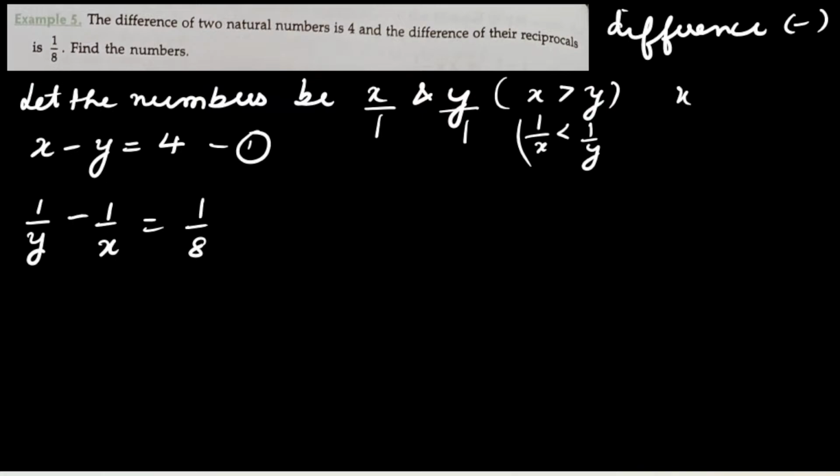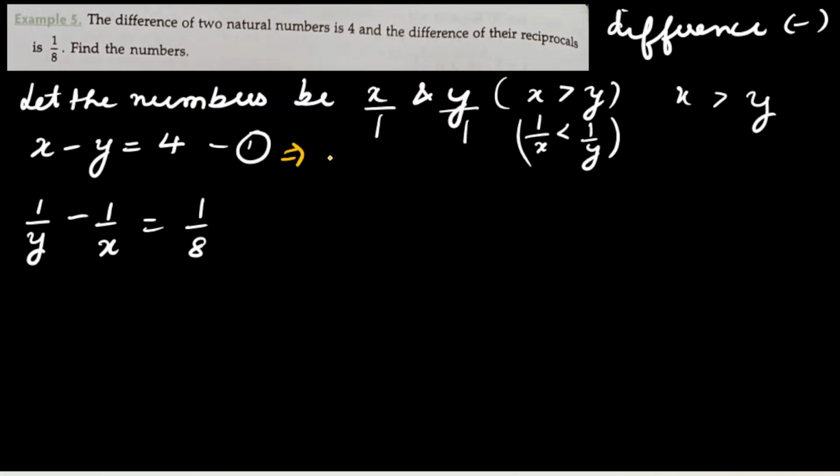See, x is greater than y. If x is greater than y, in the first I have just written x minus y because the difference is positive. So that's why from the greater number I have subtracted. But since now 1 by y is greater, that's why I have written 1 by y minus 1 by x. Now we can just simplify, as we have done this type of question earlier also.